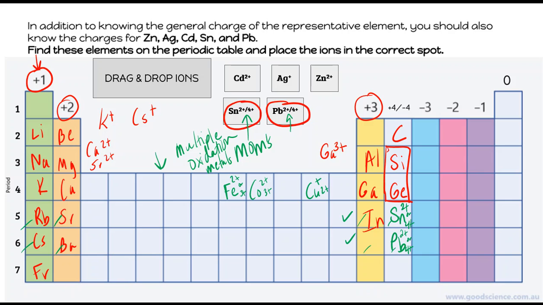So they'll lose their s electrons, and then if it's an additional one like the 3, they'll lose some out of their d block, and it still remains stable in those particular cases.